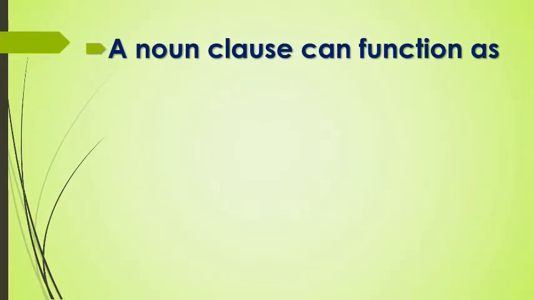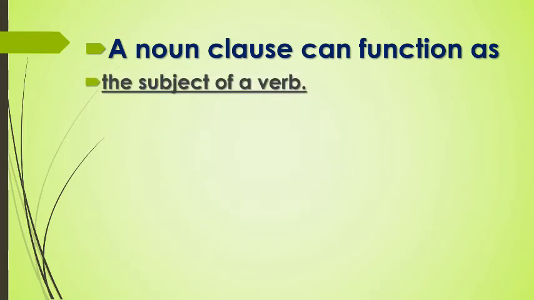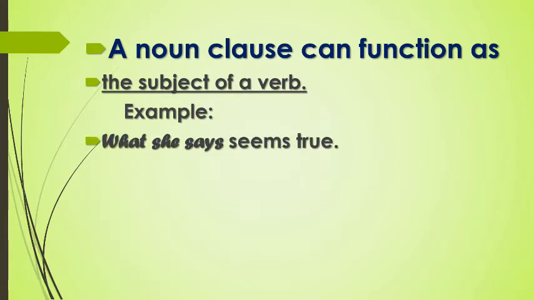A noun clause can function in many ways. It can function as the subject of a verb. For example, what she says seems true. Here, the noun clause what she says is acting as the subject of the verb seems.